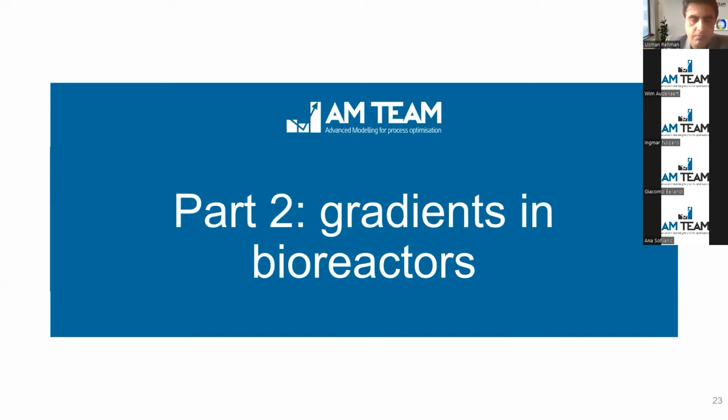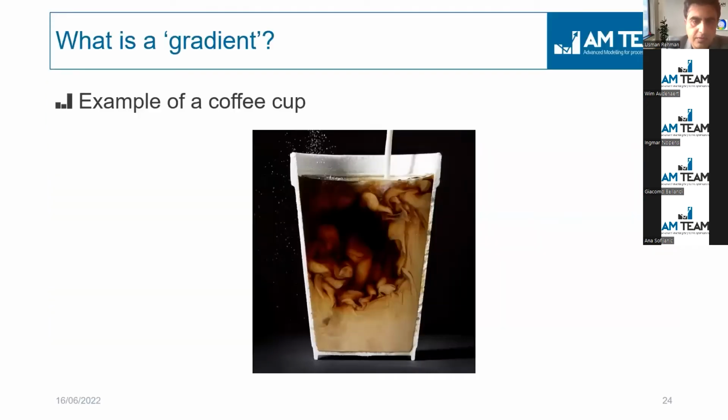So apart from all the other things Ingmar mentioned, one of the things was the mixing or the local gradients. So let us dig deeper into the gradients in the bioreactor. We will start with a very simple example of a coffee cup where you are pouring milk in coffee, and you would expect that it will mix immediately. But you know that if you don't stir it very well, it takes much more time to completely mix, which means the gradients, even at that small scale, exist. And by the gradients, we mean the difference between concentrations across the whole reactor system.